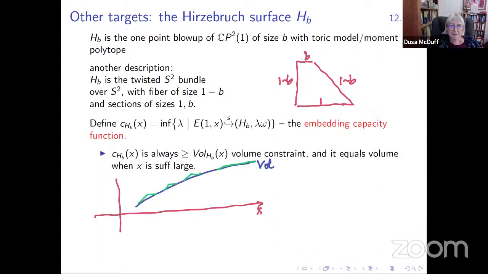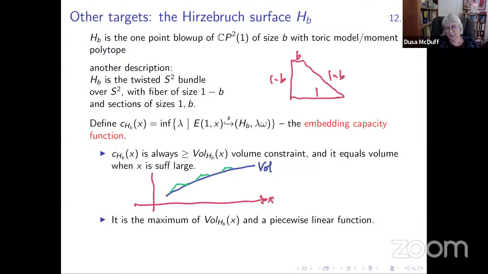And so then we look at the embedding capacity function, which now depends on b. So we fix a b, and then we look at ellipsoids E(1,x), and we ask, how big do we have to inflate the target? So what's the minimum lambda you need in order to get an embedding? And that's called the embedding capacity function. That's what we were working at before. And so again, it's always bigger than the volume constraint, which you can easily work out. And it equals volume, again, when x is sufficiently large, just from general principles.